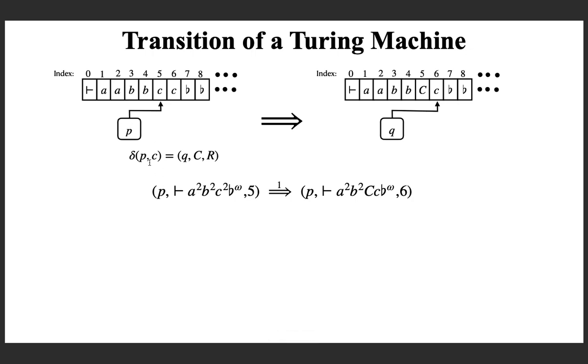The configuration is: the state is P, the state content is left hand marker A square B square C square followed by blank omega, and the fifth is the cell to which the read head is pointing. Now if you apply this one step transition, sorry for the typo, this should be Q. Then left hand marker A square B square, capital C followed by small c and blank omega. Now the read write head is positioned at cell 6. So that's it. There is a typing mistake, this should be Q.